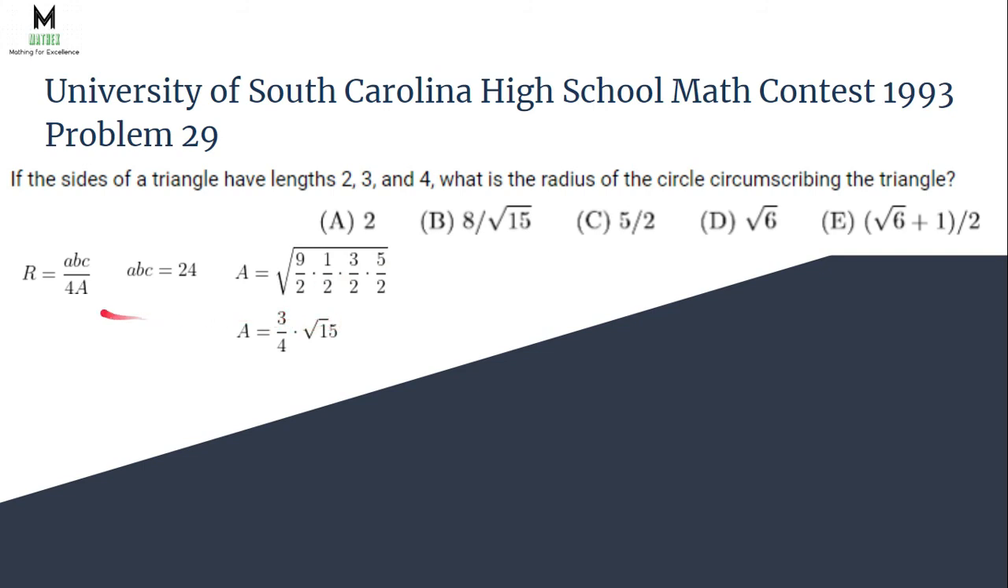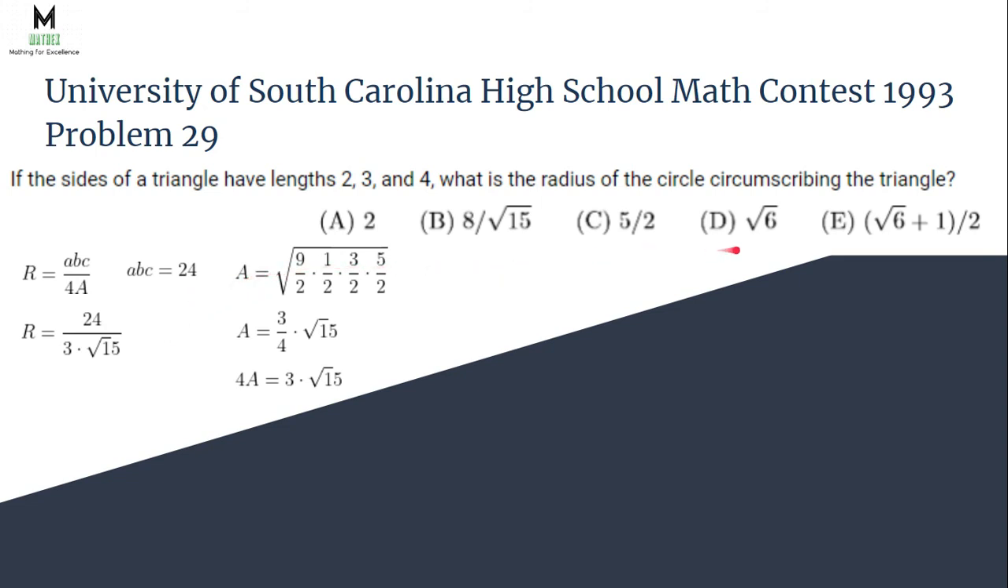So we have our A part of it using Heron's formula, and we have our ABC just by multiplying 2, 3, and 4. So we just need to multiply it by 4 and then divide these two parts properly, and we're going to get the circumradius of this triangle. So multiplying 4 with both sides, instead of 3/4 root 15, we're going to get 3 times root 15. So our entire expression comes out to be R is equal to 24 over 3 times root 15.